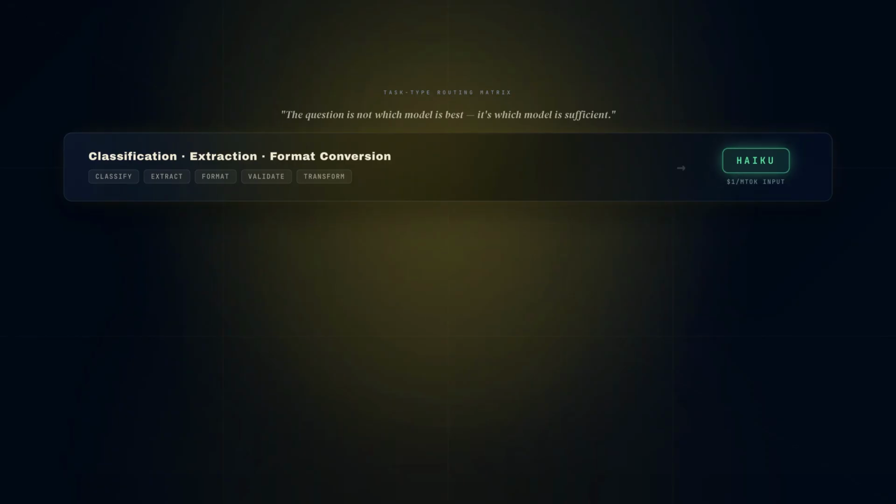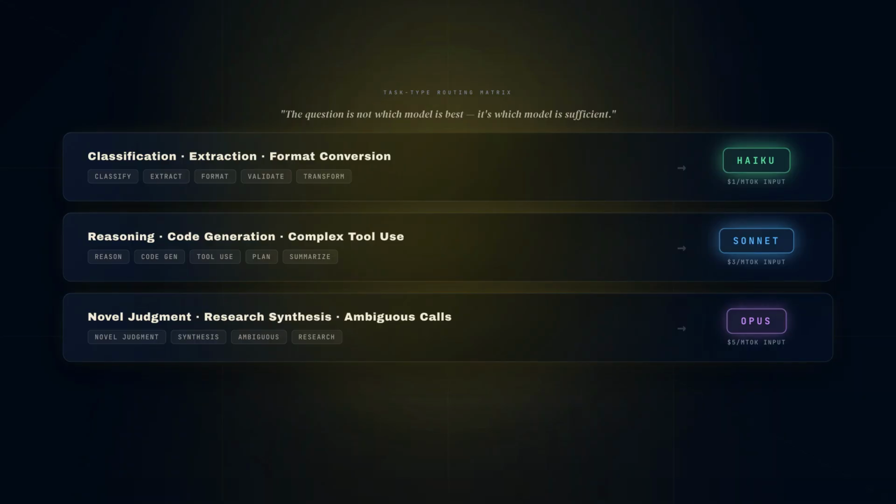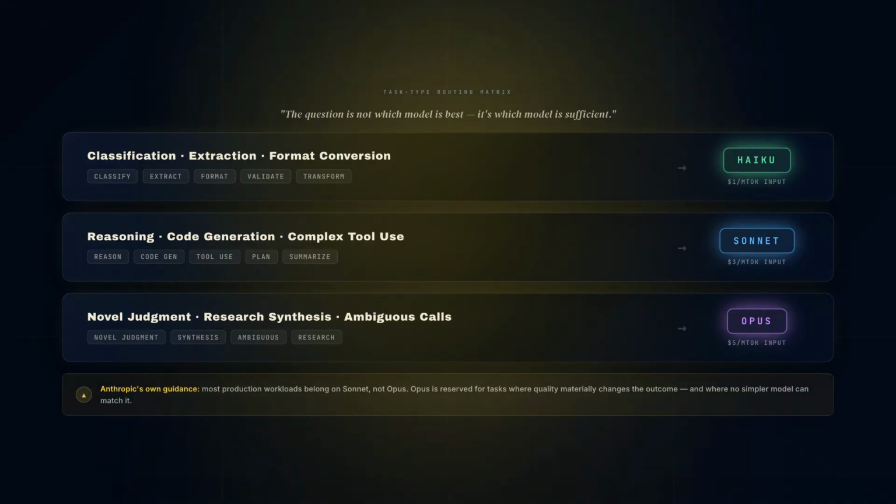For classification, extraction, format conversion, structured output with a clear schema, Haiku. For most reasoning tasks, code generation, complex tool use, Sonnet. For tasks where quality materially changes the outcome, complex multi-step judgment, novel research synthesis, ambiguous calls where wrong is expensive, Opus. Anthropic's own guidance from the pricing documentation: Haiku for simple tasks, Sonnet for most production workloads, Opus for the most complex reasoning. The operative phrase is most production workloads, going to Sonnet, not Opus.